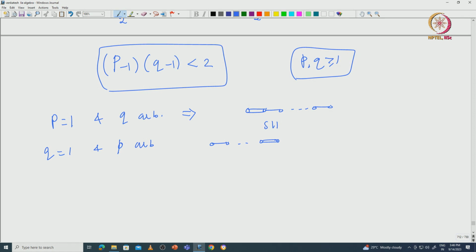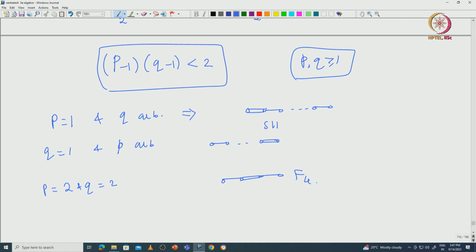Now, what is the other choice? The other choice is p can be 2 and then q can be 2. Okay. This is the other choice. In this case, again this will be satisfied, but in this case you can see that you get F4.